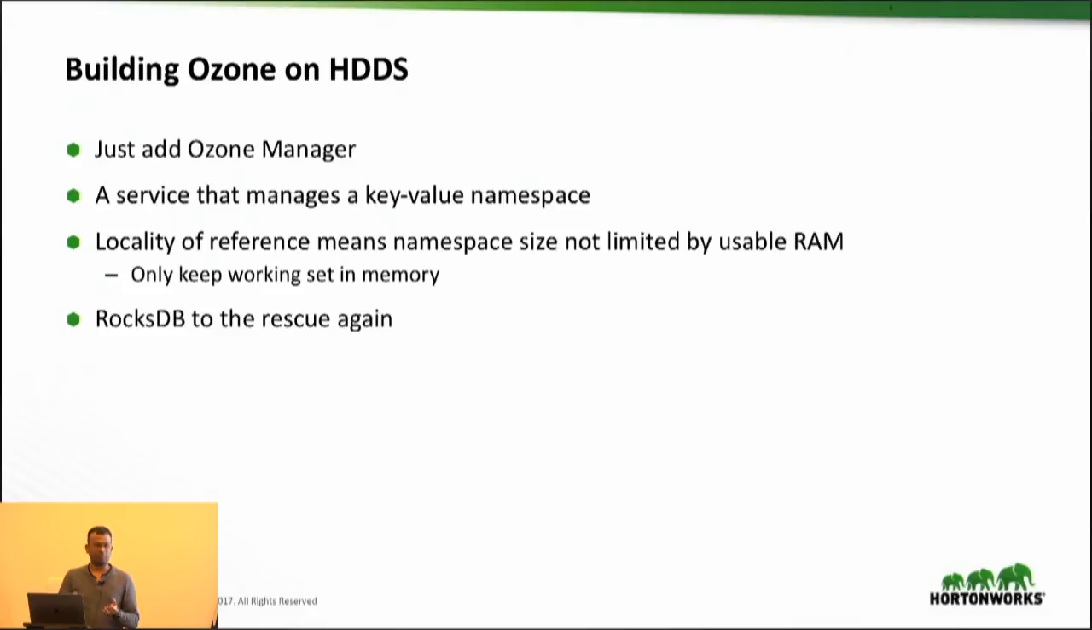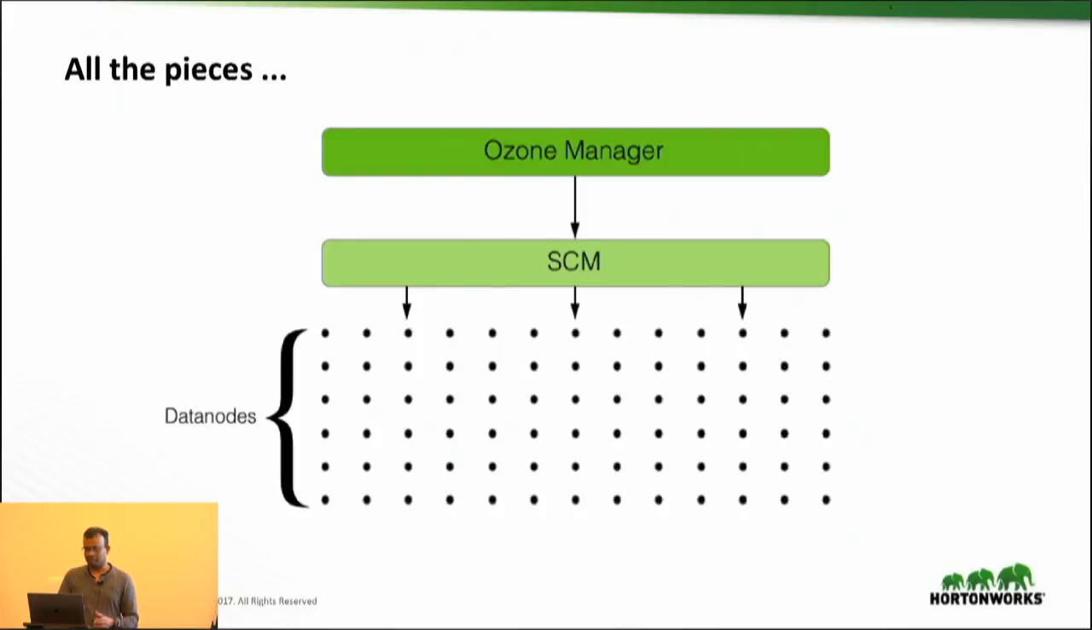And how do we implement Ozone Manager? Again, we use RocksDB as our key value store for storing the global namespace. And the Ozone Manager instances will be an HA service. Currently, we don't have HA support, but it will be an HA service. And again, they'll be replicated using Ratis. So when we put all the pieces together, you have Ozone Manager, a replicated service talking to SCM, also a replicated service talking to thousands of data nodes.